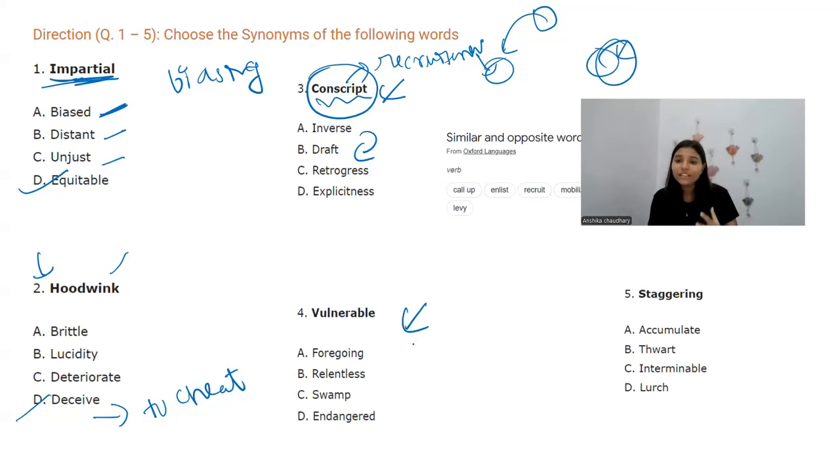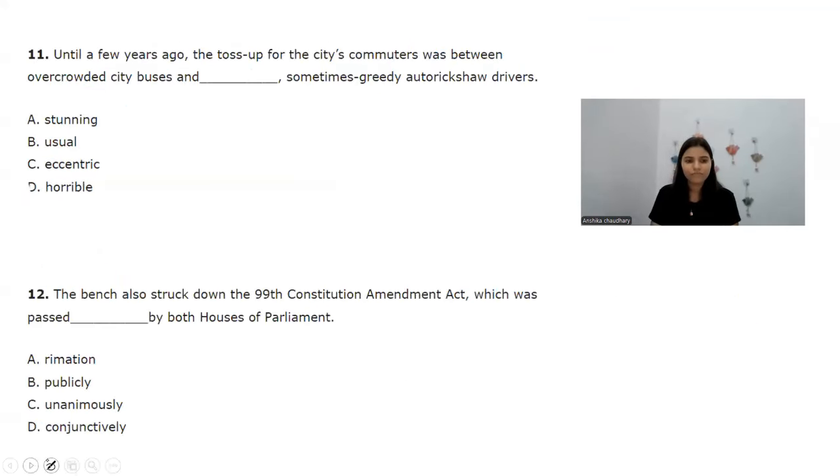Vulnerable means unsafe. So the synonym of this will be endangered, which is not safe. Let's move on to the next question. You have to tell the answer in the comment section. I know I'm giving you more and more homework, but your vocabulary should be good. You have to find out the words.